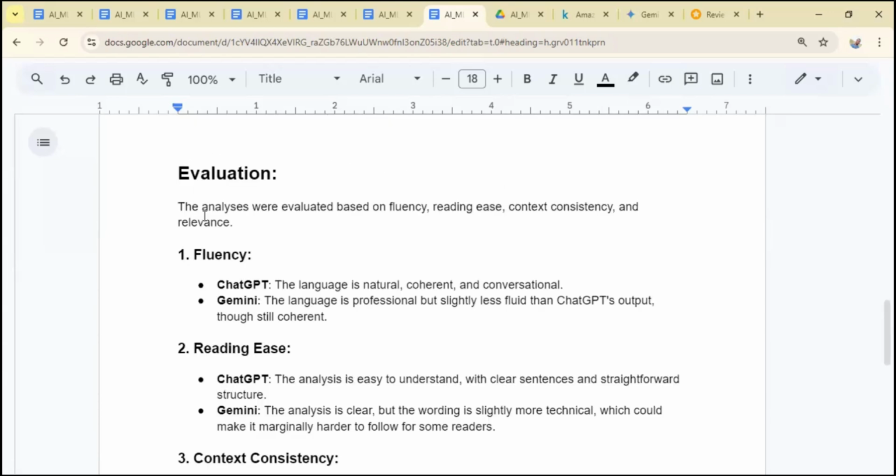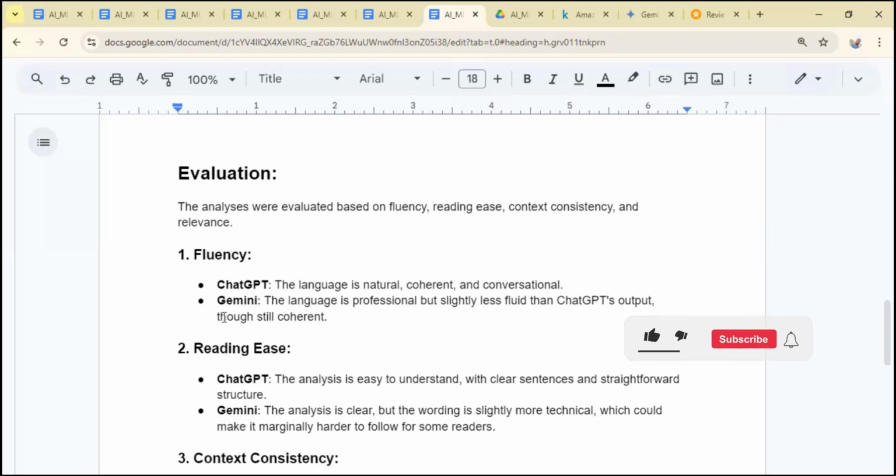So here is the evaluation aspect, where I evaluate the summary reports of both ChatGPT and Gemini. I said this analysis was evaluated based on fluency, reading ease, context consistency, and relevance. So in terms of fluency, ChatGPT, the large language model, is natural, coherent, and conversational. For Gemini, the model is professional but slightly less fluid than ChatGPT's output, still coherent.